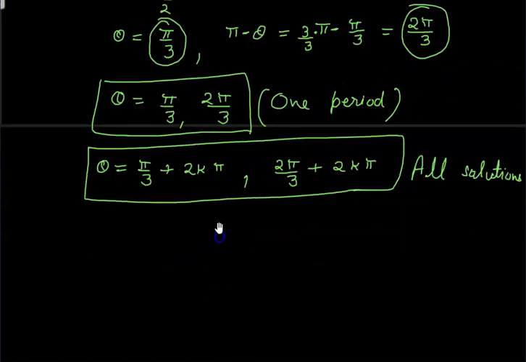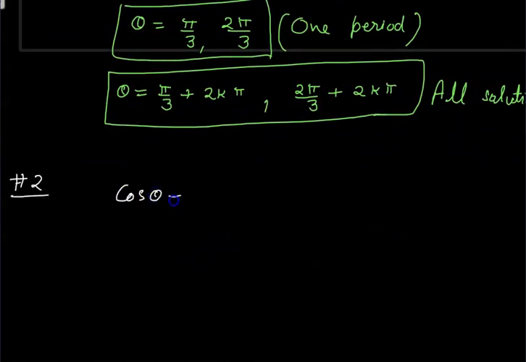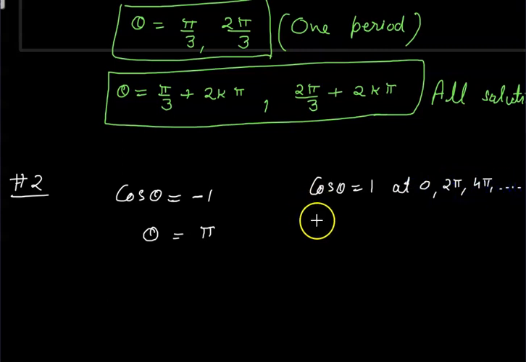Let's work on another example for cos. Suppose we have cos theta equals -1. We know that cos is -1 at pi. A very important rule for you to memorize: cos theta is 1 at 0 and each even pi: 2 pi, 4 pi, 6 pi and so on.